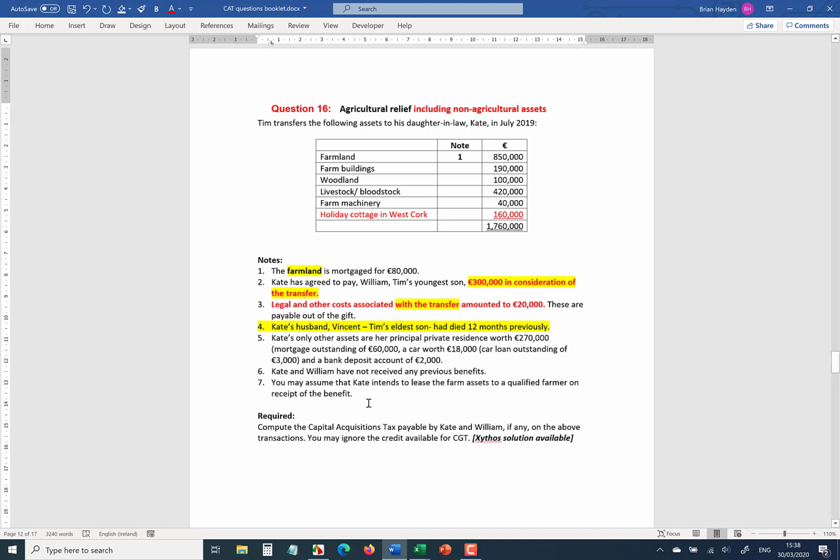So we're going to look at the solution. Now the requirement is complete the CAT payable by Kate and William, if any, on the above transactions. You may ignore the credit for CGT. I'm actually going to focus only on Kate. I don't want to look at the situation for William, so you can assume that the issue that is presented in the solution regarding William won't be an examinable topic. So I'm going to switch to the solution now and we'll go through that.